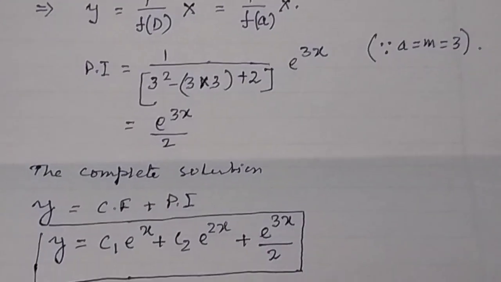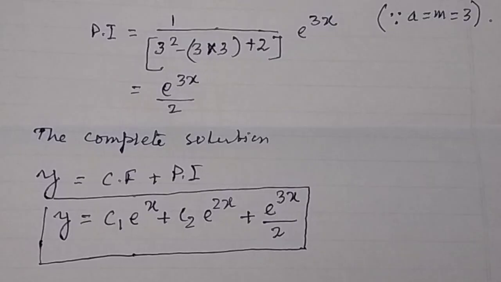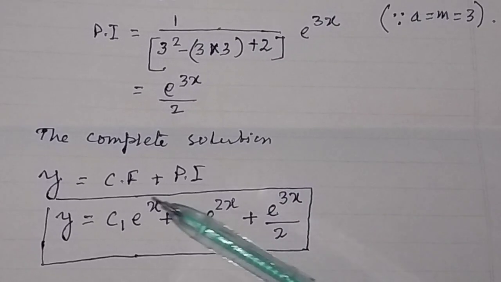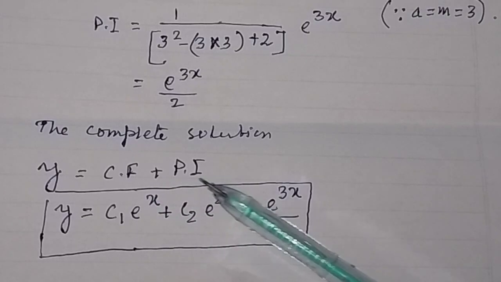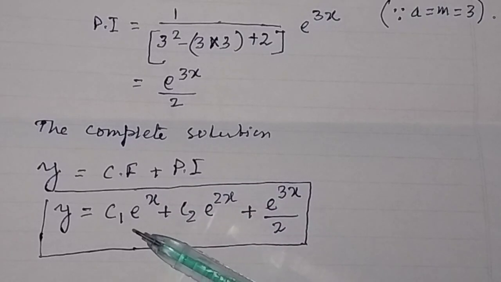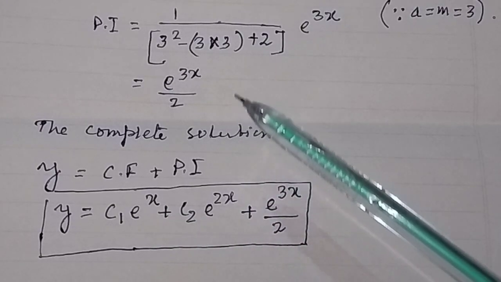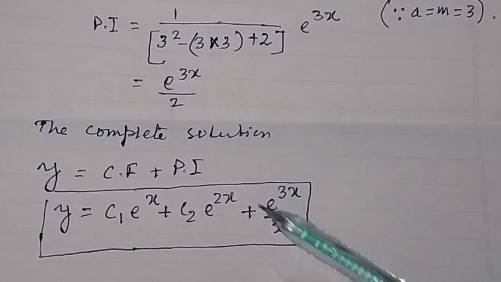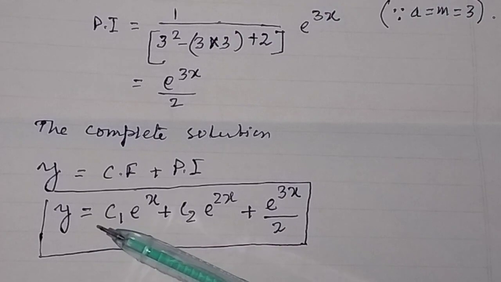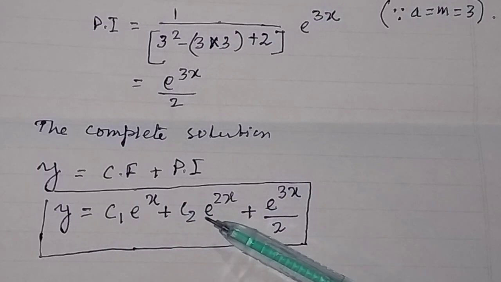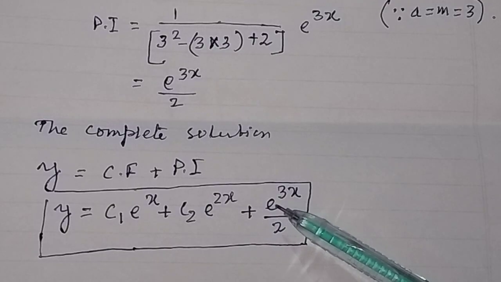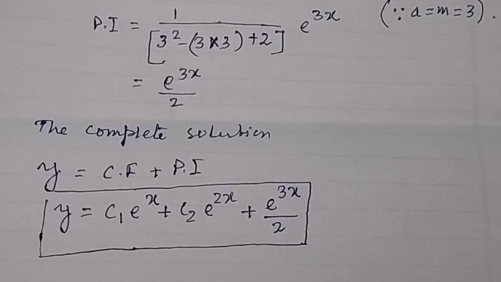So how can you find the complete solution? As I have told you, the complete solution y is the sum of the complementary function plus the particular integral. The complementary function we found is c1 e to the power x plus c2 e to the power 2x, and the particular integral is e to the power 3x divided by 2. So the complete solution y will be c1 e to the power x plus c2 e to the power 2x plus e to the power 3x divided by 2. In this way you can find the solution of an inhomogeneous equation by means of the complementary function and particular integral. Thank you.